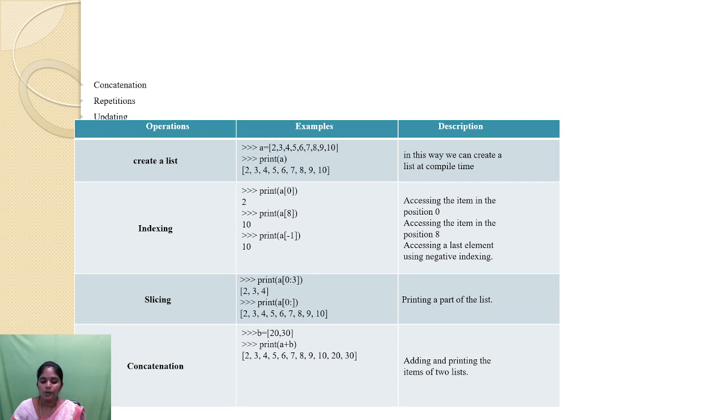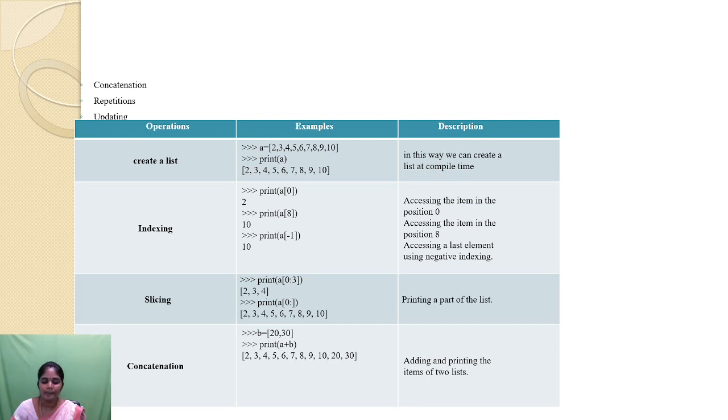So normally it starts from 0 and ends with 2. Likewise you have to produce the output. Now print a of 0 colon 3 means you have to produce the output starting from 0 and ending with 3 minus 1, which is 2. So the answer will be 2, 3, 4.